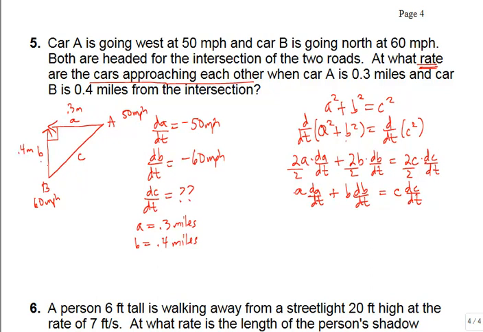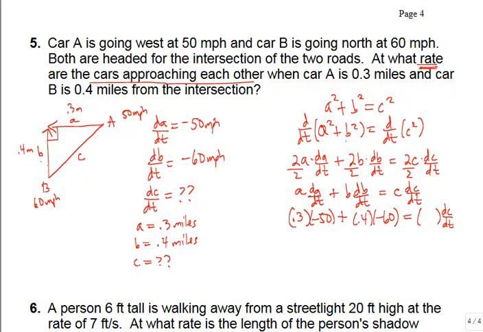Do we know what A is? Yes, that's this 0.3. Do we know dA/dt? Yes, that's this negative 50 miles per hour. Do we know B? Yes, it's 0.4. Do we know dB/dt? Yes, that's negative 60. Do we know C? Well, it's not in my list here, but I need to know what it is because we're looking for dC/dt, and I won't be able to solve for that unless I know what C is. So how do we find C?